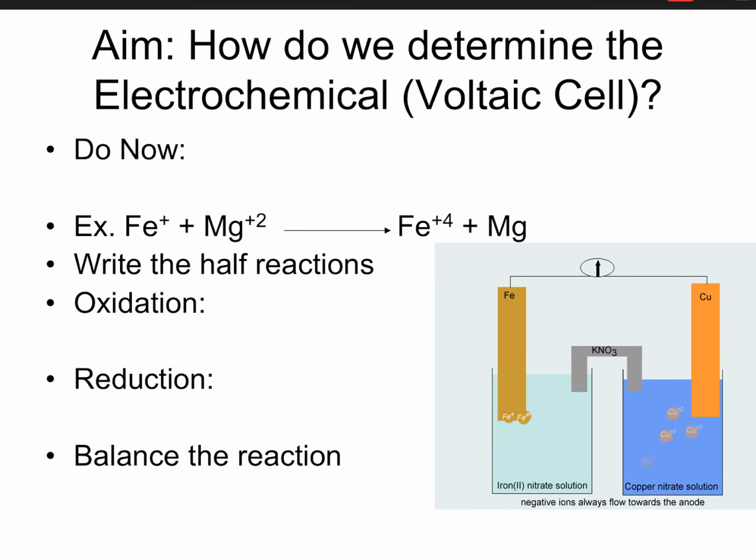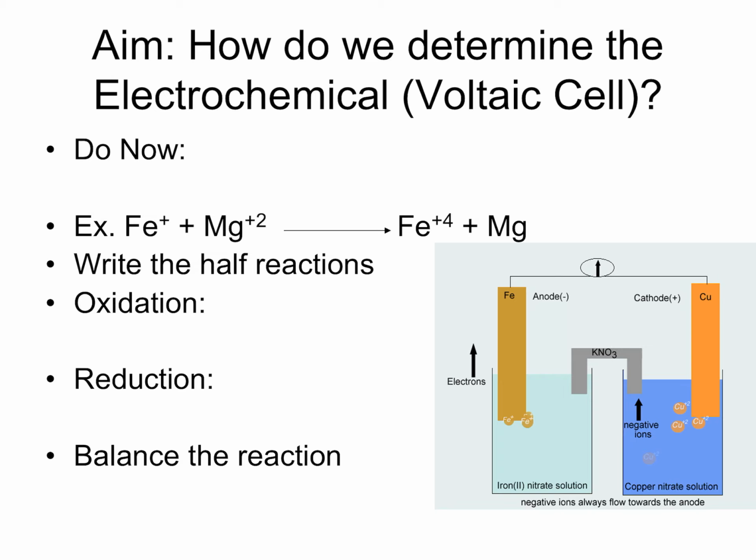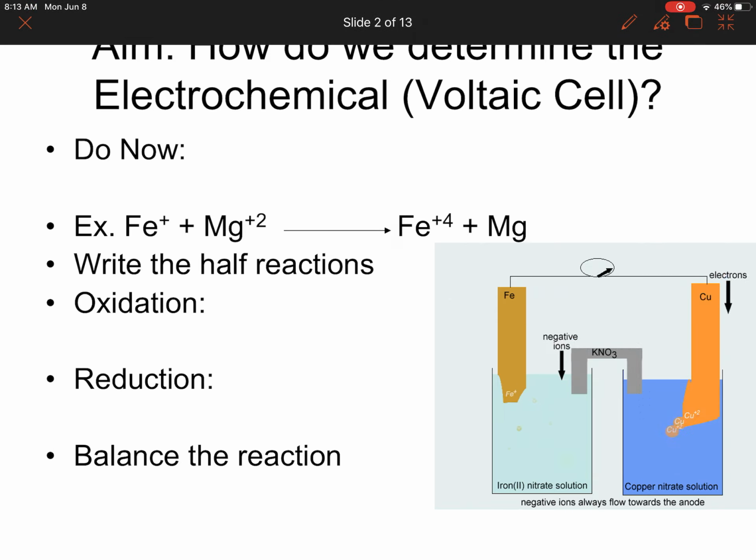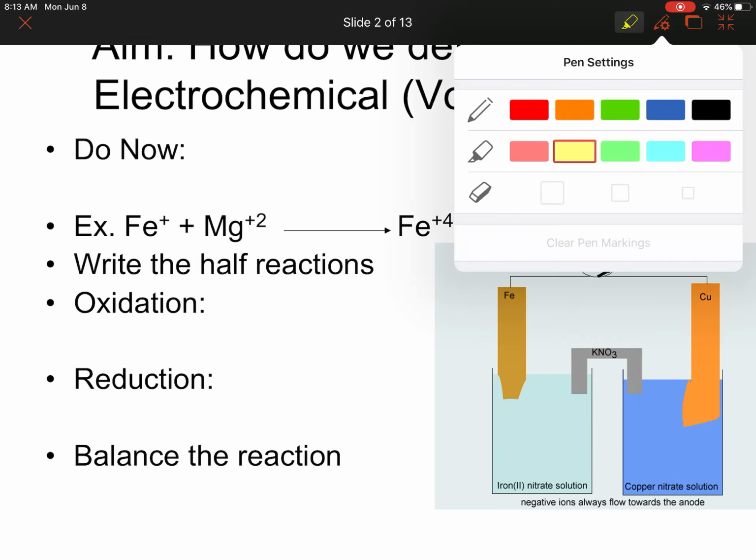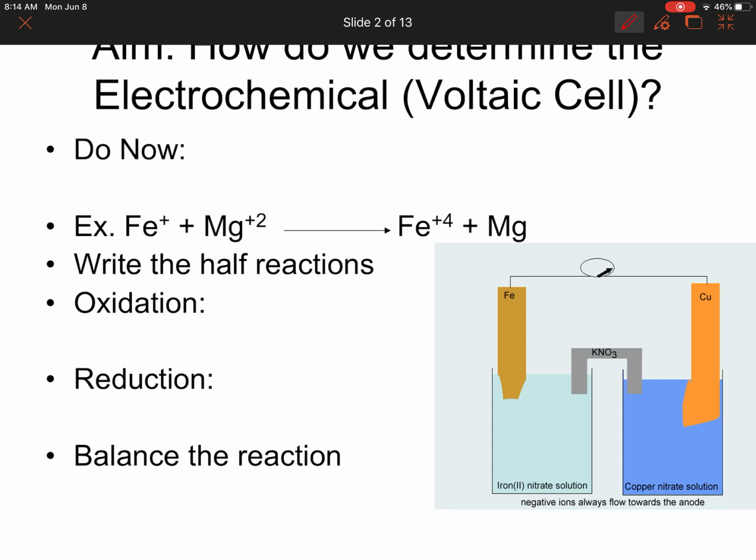Redox day 9, do now. How do we determine the electrochemical voltaic cell? So, what we have here, guys, I'm sure you've seen the word before, volts, right? Volts is from the Italian scientist Alessandro Volta. He helped develop the battery. That's why it's named volts.